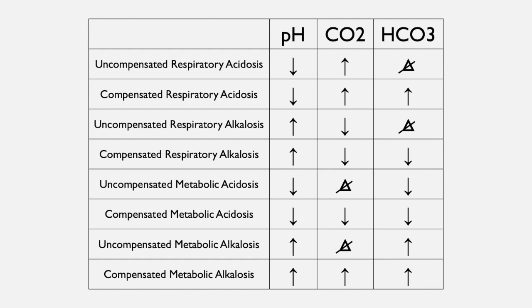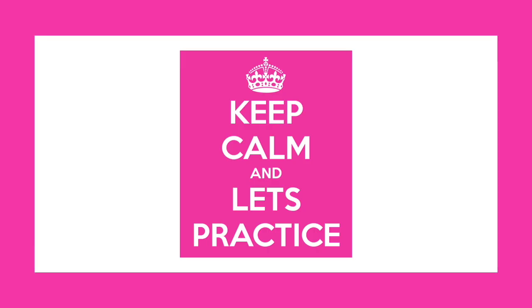You may hear the terms partially compensated versus fully compensated, and what that is referring to is whether or not the pH has returned to the normal range. But for the purposes of this presentation, we will consider the derangement compensated if the body has initiated a change in the alternate system. Okay, let's take a look at a few examples and see how you do.